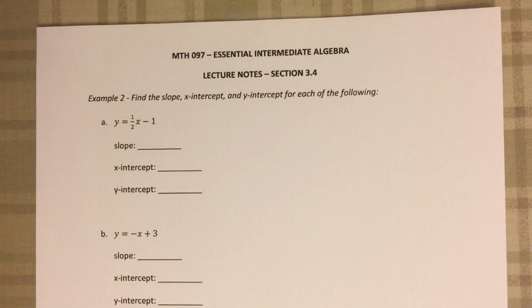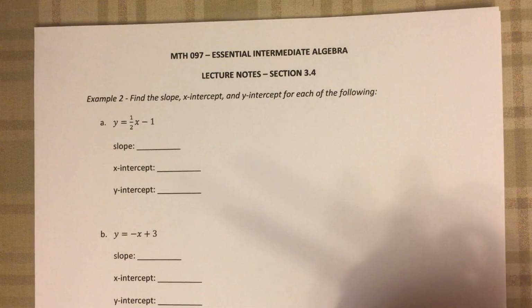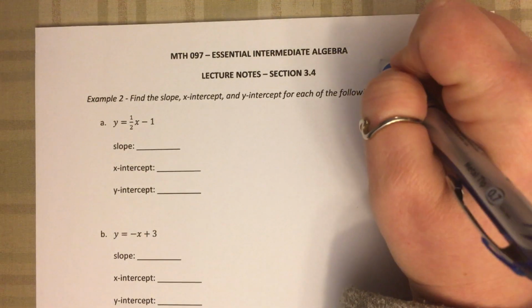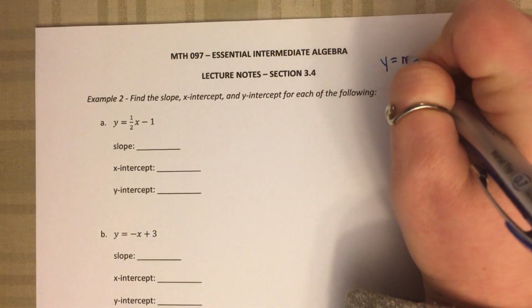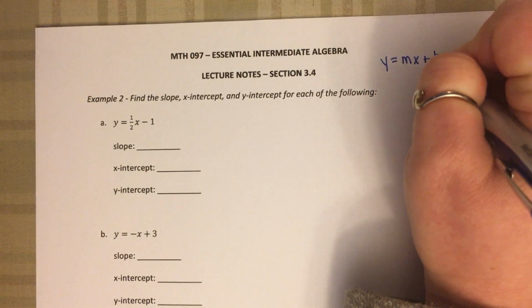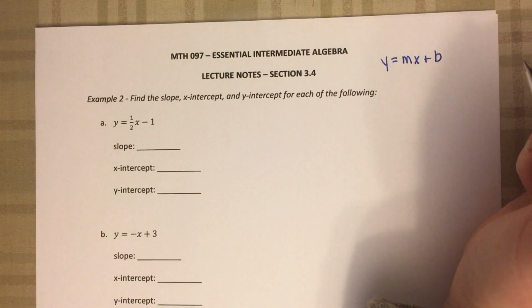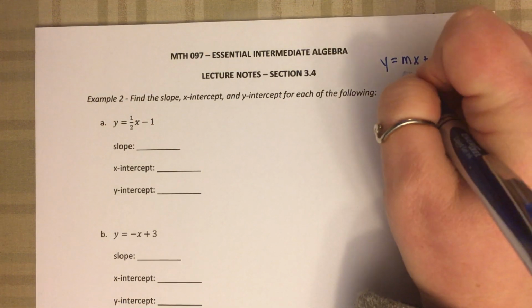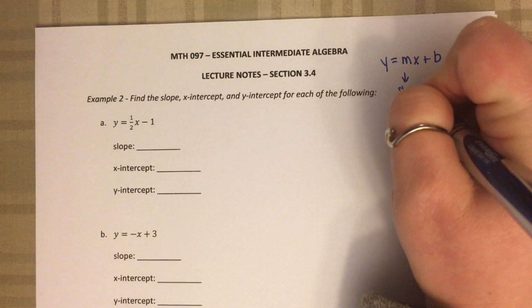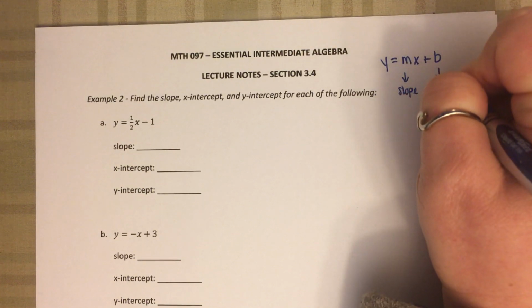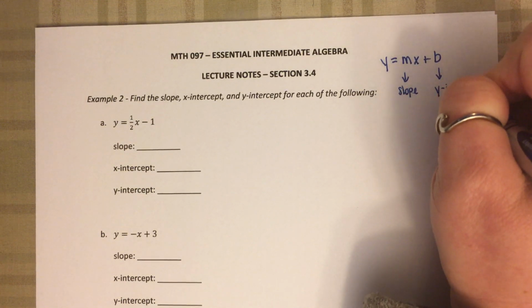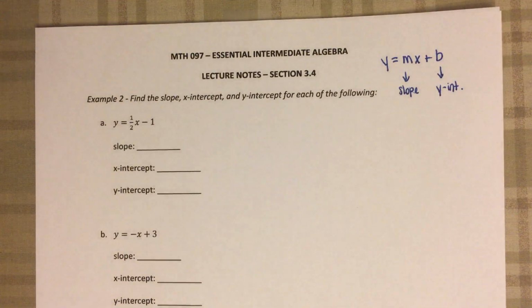In these next few examples that we're going to go through, we're going to focus on and think a lot about our slope-intercept form of our graph. Our slope-intercept form of our graph of a line, again from the previous page, is y equals mx plus b. M is our slope, and b is the y-coordinate of our y-intercept.